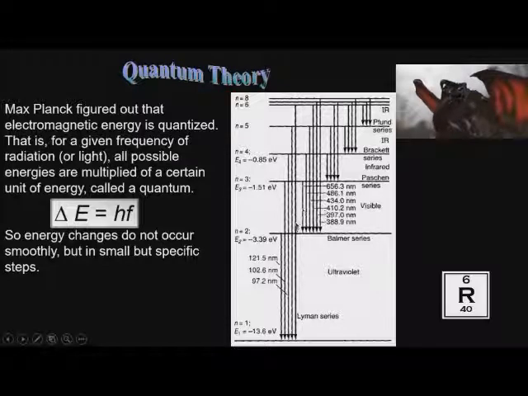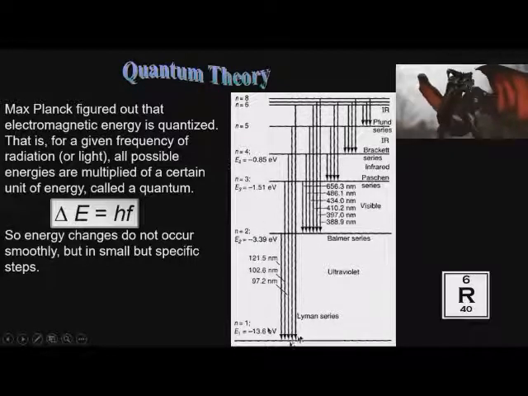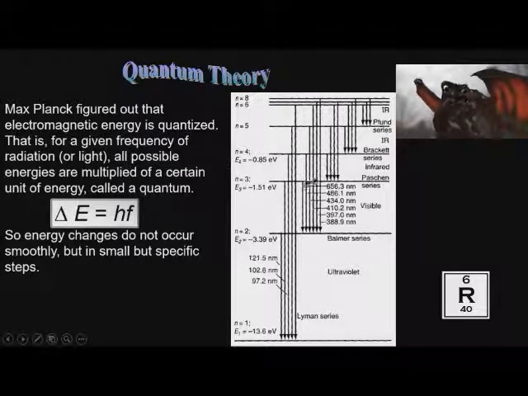If it didn't have quantized levels, when it fell down, because it could fall down at any level, it would give you all the wavelengths at once. Therefore, if you excited the atoms of elements, they would always give off a white light if they weren't quantized. The fact that they give off specific colors is because they are quantized.